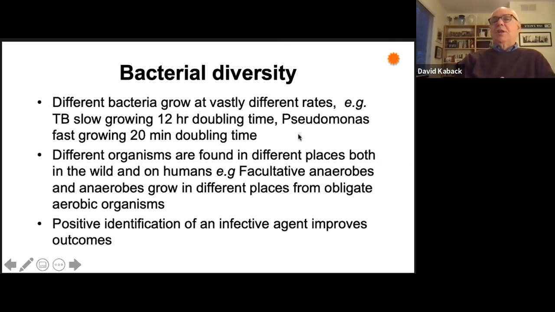Pseudomonas, which causes lung infections, can grow in less than 20 minutes. It has a 20-minute doubling time. Same thing with E. coli in the right environment. Okay, so this is what I just told you.